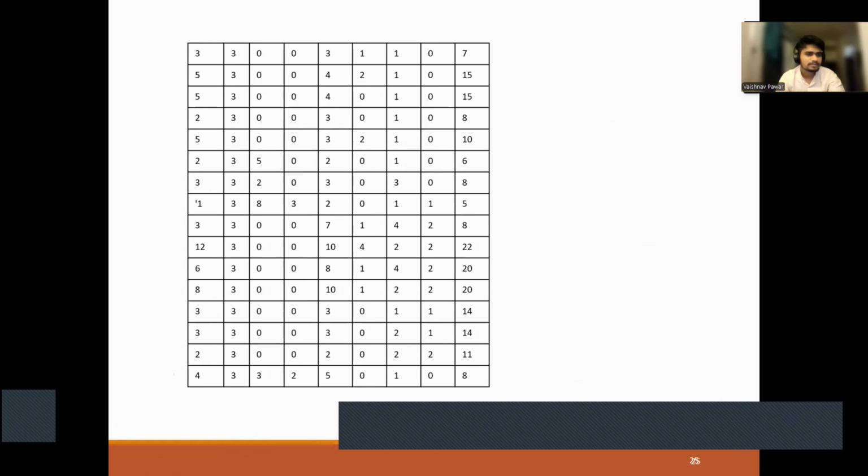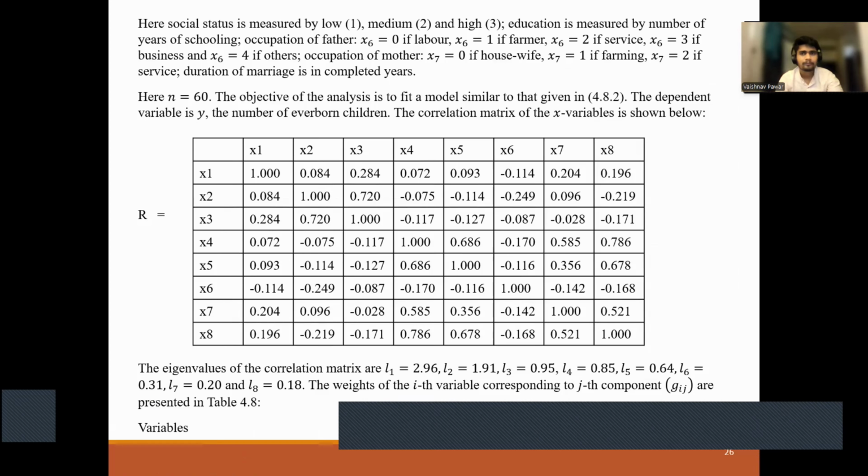We have eight variables, X1 up to X8. These variables are correlated with each other, so multicollinearity is present. But we also check it using the correlation matrix.